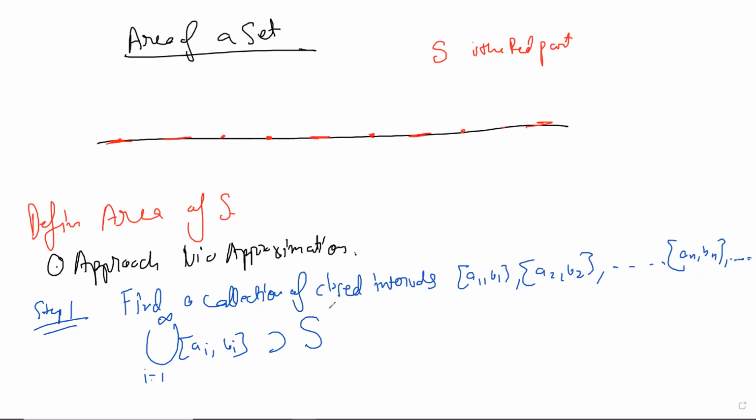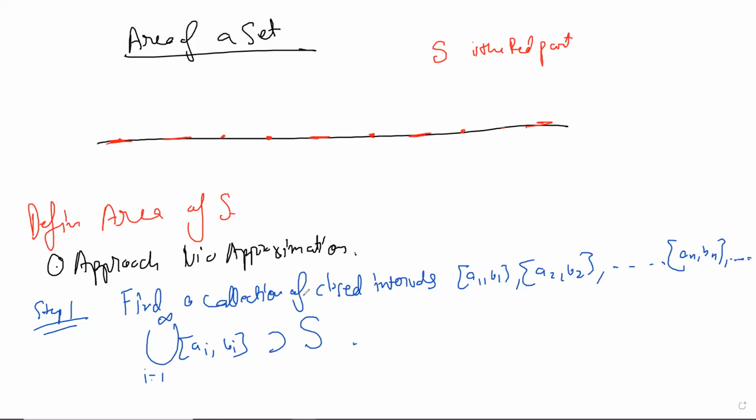And then the area of S will be defined as, so what should it be? As these are smaller and smaller squares, you find the smallest collection. You find that collection which gives the smallest. So what does that mean, right? Let us say it like this.